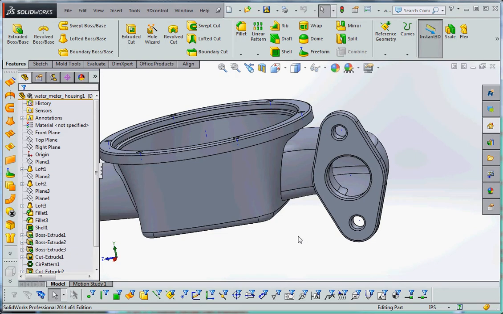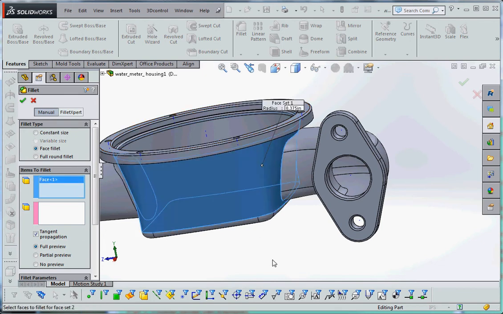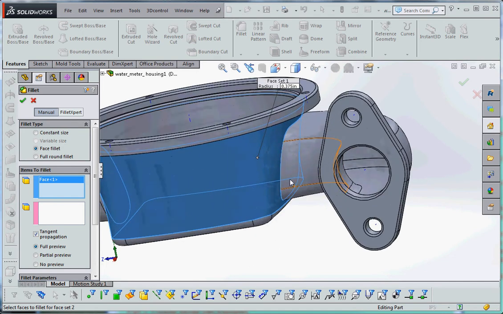So Clem had suggested that using the face fillet feature might be the better way of going about this. He had mentioned that when all other fillet options fail, the face fillet usually is the one that works. So what I did is I selected this face on the base of the meter, and then I'm going to go ahead and choose some of these other faces associated with the loft that comes off of that.